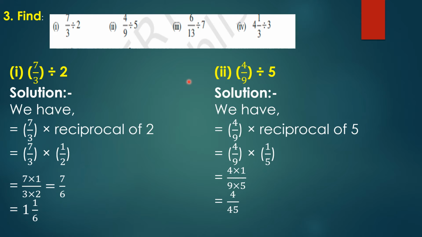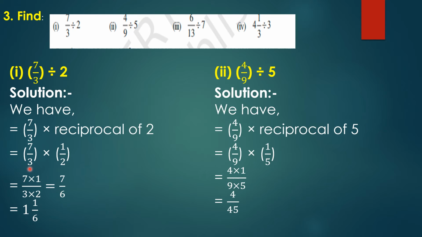Now let us go for question number 3. There are 4 sub questions under question number 3. Here we have to divide the fraction by the whole number. Consider the first question, 7 by 3 divided by 2. When we convert the division into multiplication, we have to take the reciprocal of 2. What is the reciprocal of 2? It is 1 by 2.